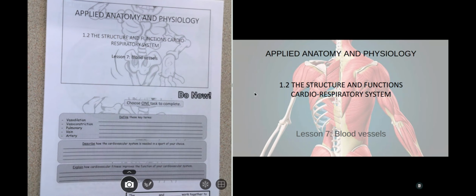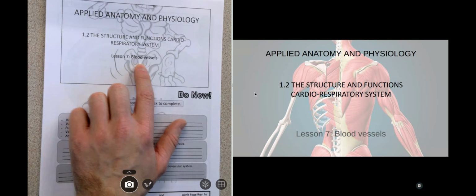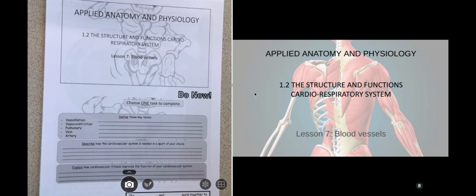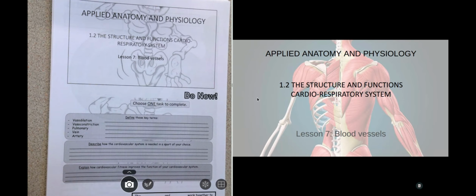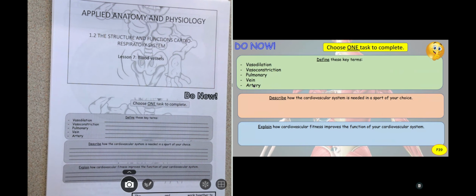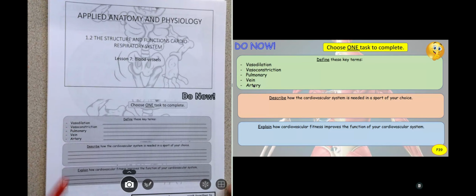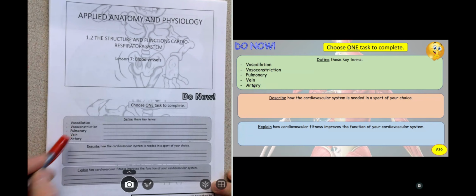This is Anatomy and Physiology lesson 7. Today we're looking at blood vessels. So as always, we're going to have the booklet on the left hand side, what you need to complete in your lesson, and then the slides are going to be on the right hand side just for you to follow along. So the first thing is just to review what we've looked at already for the cardiovascular system, just to define some key terms that we went through last week.